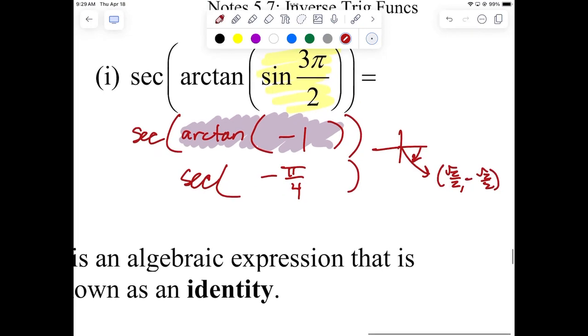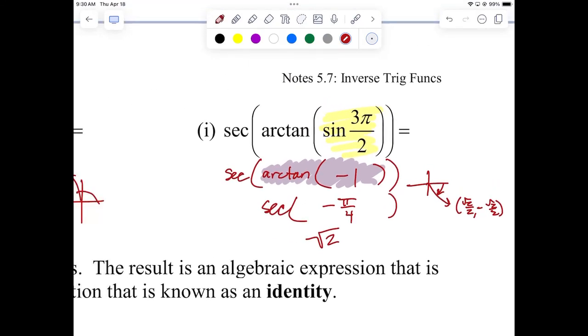So now what's the secant of negative pi fourths? It's the same as the secant of 7 pi fourths, which is what? So just square root of 2, right? What's the reciprocal of the square root of 2 over 2? Just the square root of 2. Yeah, there's your answer. Just the square root of 2.